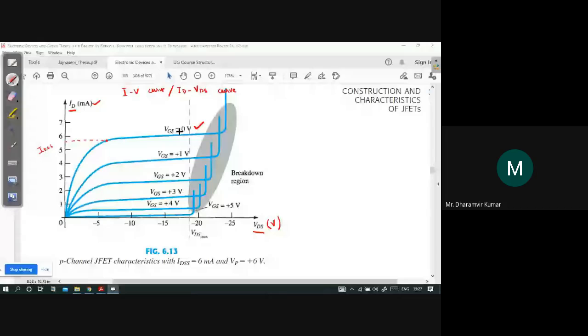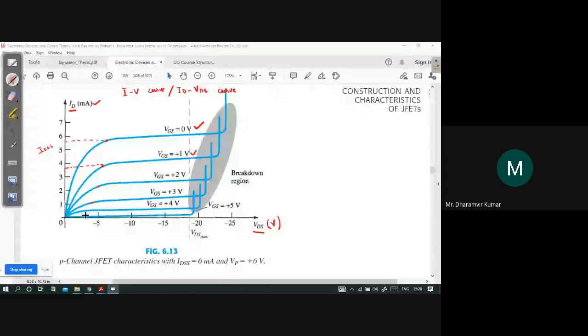Now for other changes in VGS. If we make VGS +1, +2, +3 voltage, we increase the reverse biasing effect on the two PN junctions. For example, if you make VGS +1 voltage, the pinch off condition will come a bit earlier, and hence the value of maximum current will also be lesser as compared to IDSS. Similarly, this trend will continue with the increasing value of VGS.